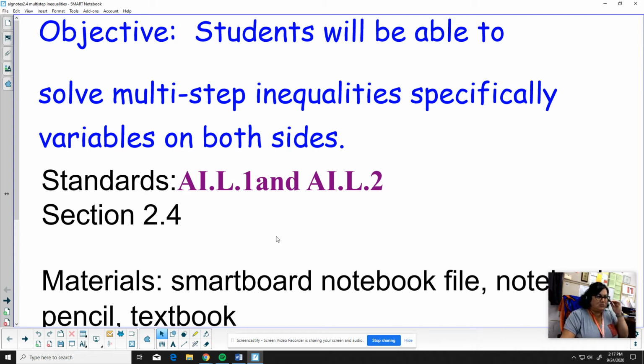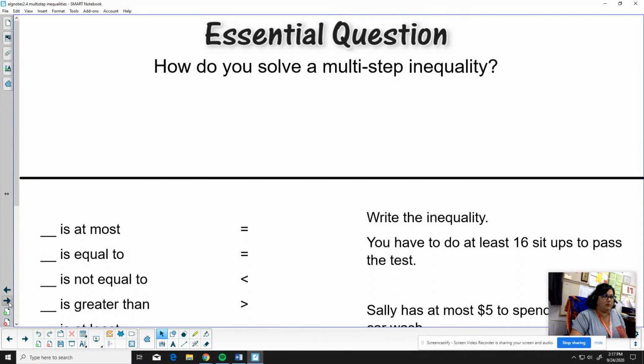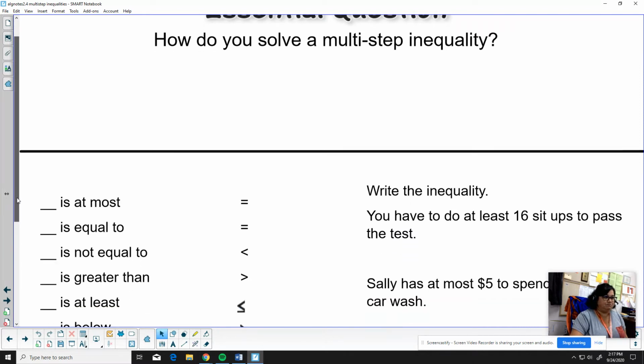We're going to do section 2.4 this afternoon or this morning, whenever you're watching it. So let's go ahead and give this a try. We're going to solve multi-step inequalities. We'll do variables on both sides, and we're also going to do a couple two-step. We solve them just like we solve equations, just like it.